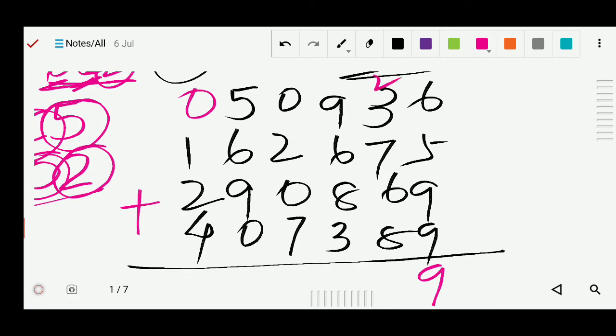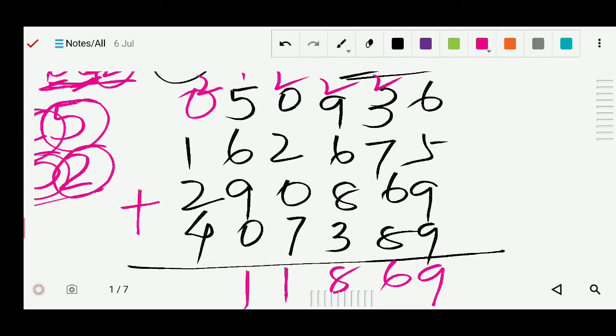Okay, 2 plus 3 plus 7 plus 6 plus 8, you will add, you will get 26. Write 6, carry 2 here. 2 plus 9 plus 6 plus 8 plus 3, again you will get 28. So write here 2 plus 2 plus 7, you will get 11, write 1, carry 1 here. 5 plus 6 plus 1 plus 9 plus 0, you will get 21. Write 1, carry is 2, then 2 will come here.